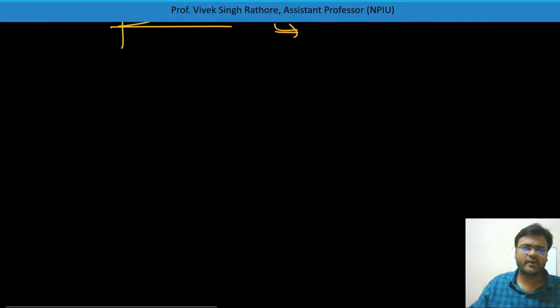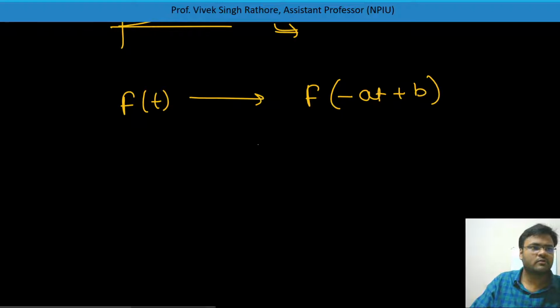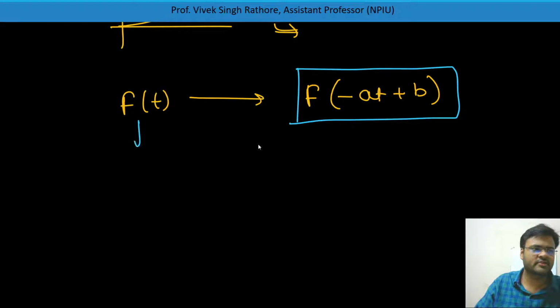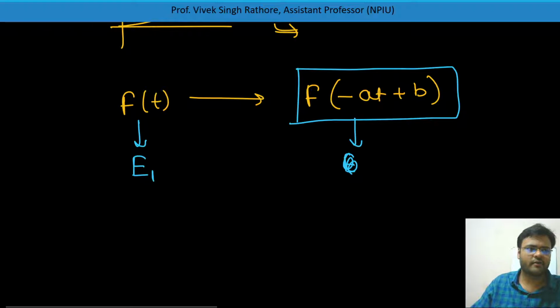So, whenever we perform time shifting, scaling operations, reversal operation, what happens to energy? Actually, see, one f(t) is there, and if we perform all operations, let's suppose our operation is f(-at+b). Now if this signal has some energy, let's suppose E1 energy is there, what will be the energy of this signal?